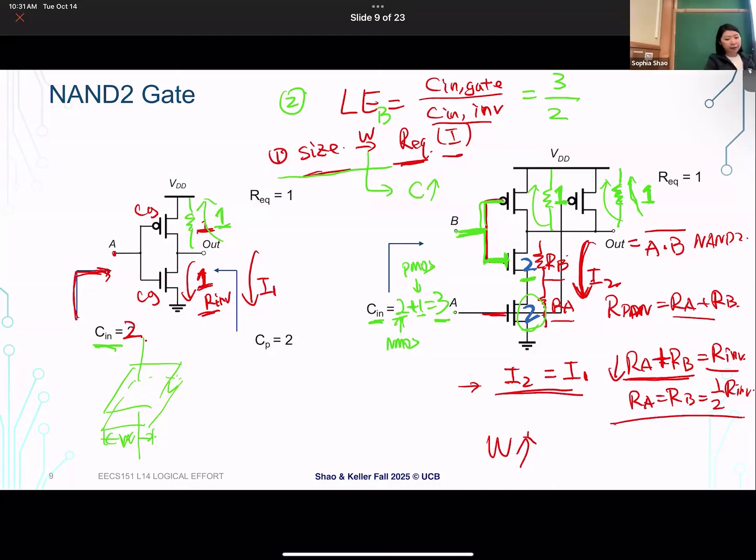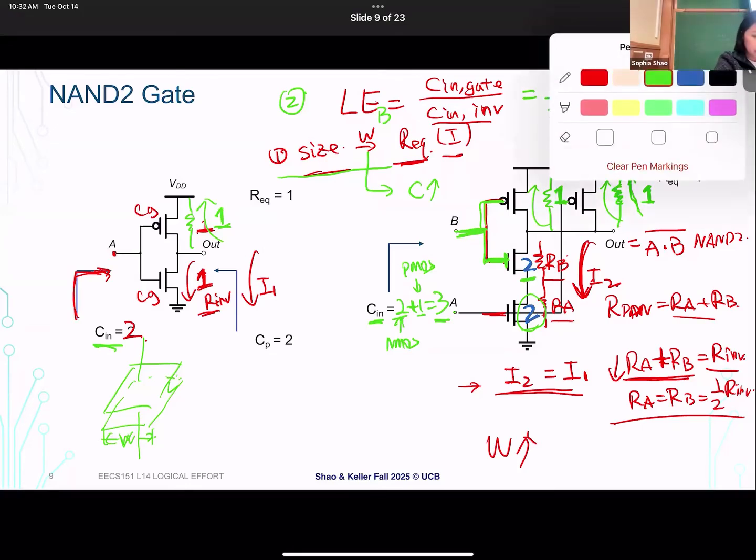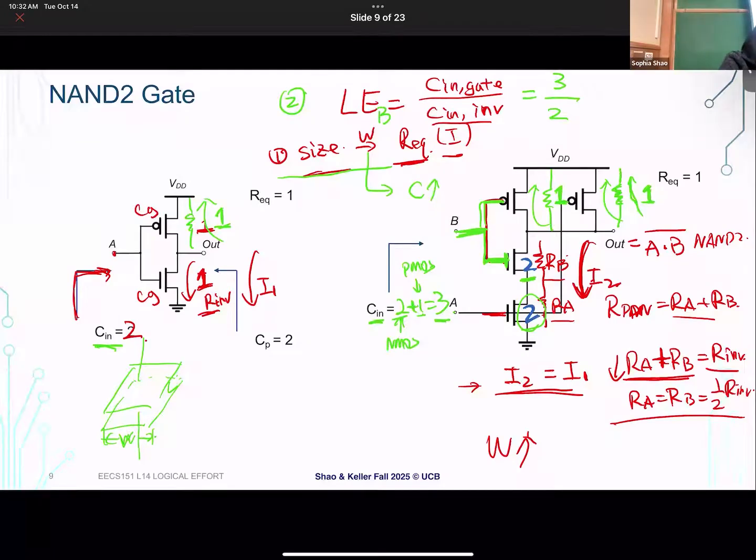Okay, so this is what we did. The annotation is a little bit messy, but this is basically the thought process we did for logical effort. We can also do the same thing. Let me try a different color. We can also do the same thing.